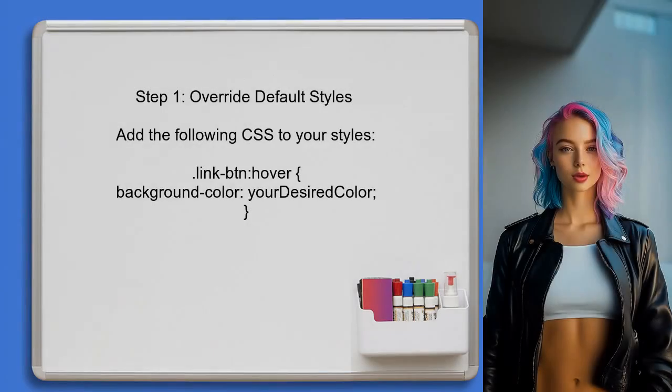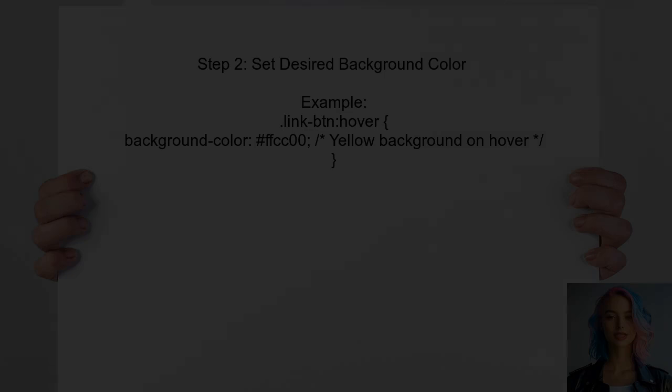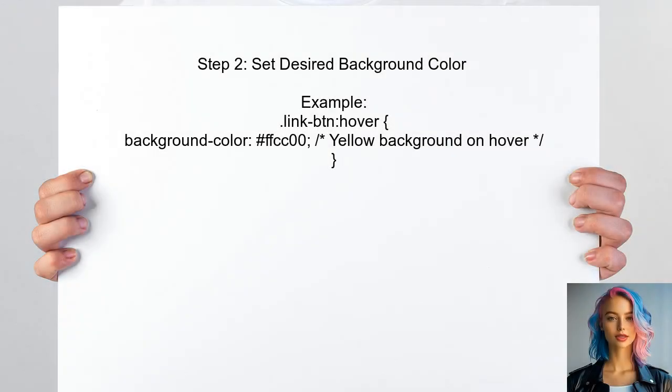To change the background color of the Angular Material button on hover, the user should first ensure that they are overriding the default styles correctly. This can be done by adding a specific hover style in the CSS. Next, the user should specify the desired background color for the hover state. This can be any valid CSS color value, such as a hex code or a color name.